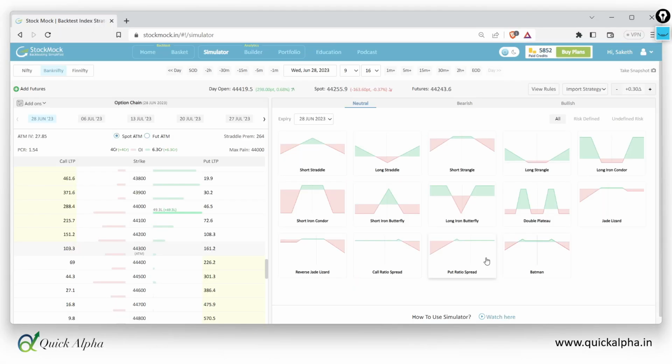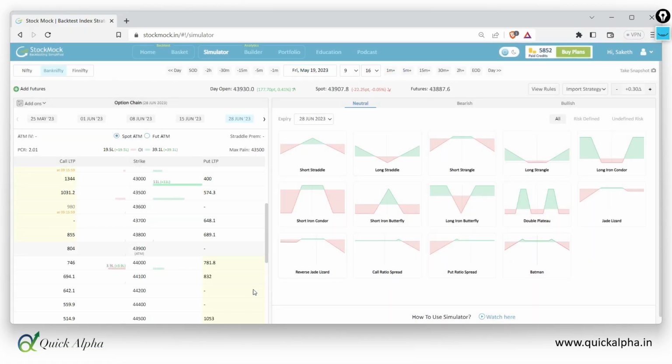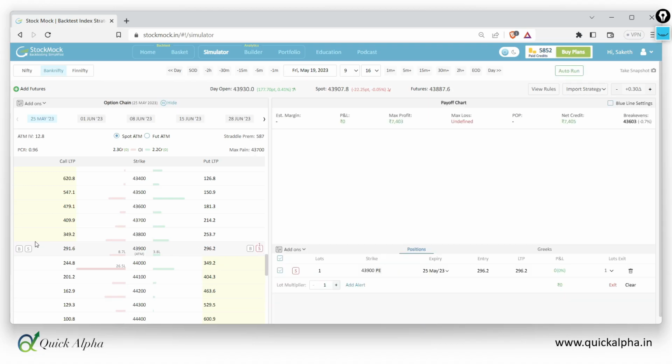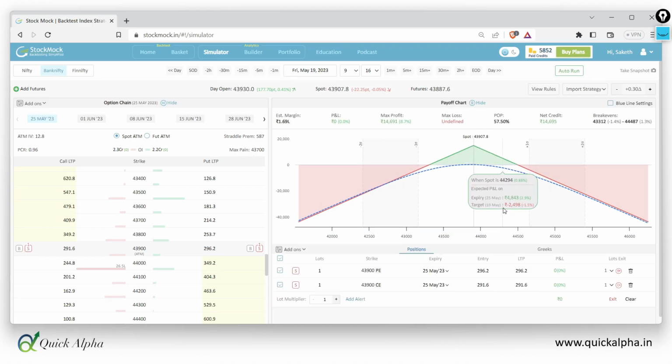So here I have opened the Stockmock simulator, and let's select a random day, say 19th of May, which is a Friday. We will do a short straddle at 43,900. Once I do that, you can see that you have a profit probability of 57%, and also this particular range. This short straddle is covering a range of close to around 1100 points.